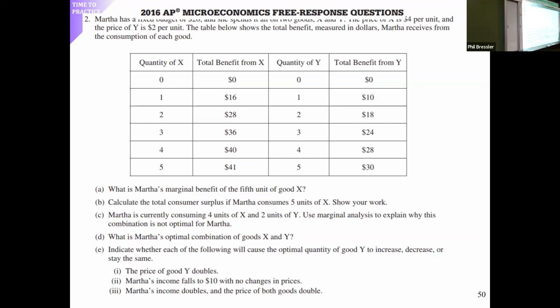All right, anything you or your partner need more clarity on with this? Nothing? All right.